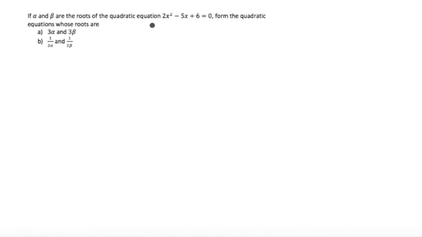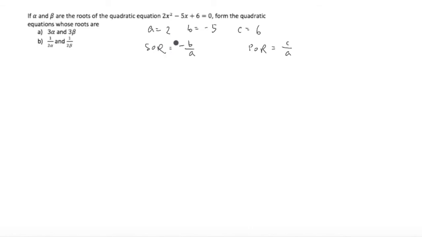Okay, let's see example. Okay, try. If alpha and beta are same question, just another value. See whether you can understand or not. A, B, C, we list out. A equals to 2, B equals to negative 5, C equals to 6. So you are given alpha and beta, so we use the alpha beta first. Sum of root equals to negative B over A. Product of root equals to C over A.